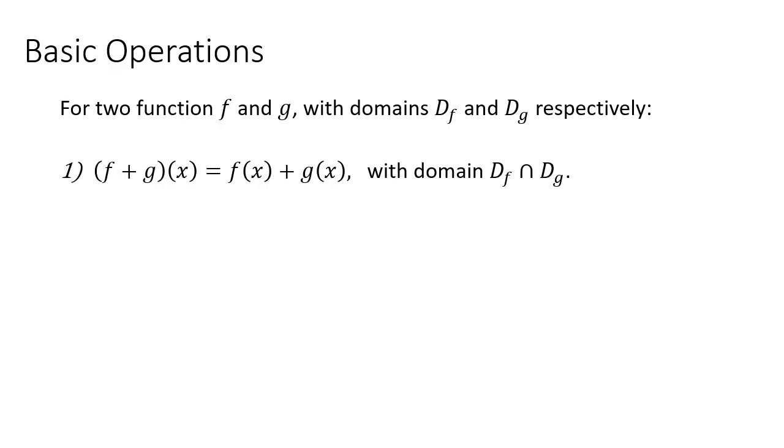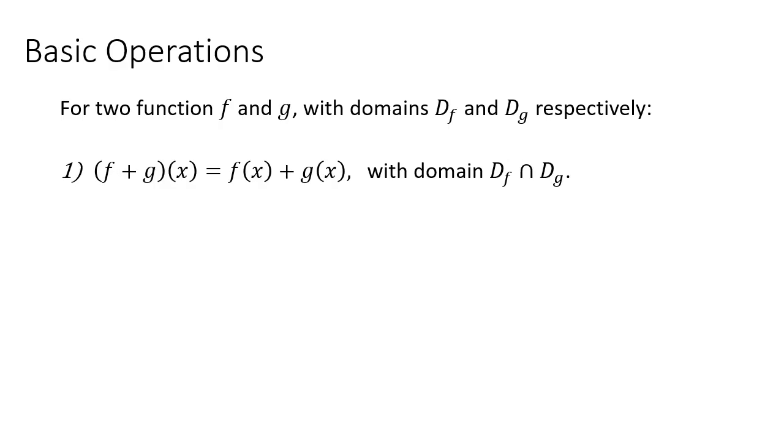So for two functions, we'll call them f and g, just to give them names, with domains that I'm going to call d of f and d of g respectively. Then if you want to define the function f plus g of x, all you do is add the individual functions together. It's going to be f of x plus g of x, and its domain is the intersection between the two individual domains, domain of f and domain of g.